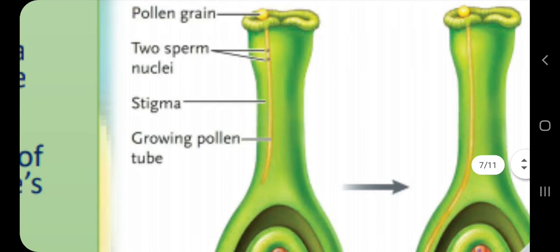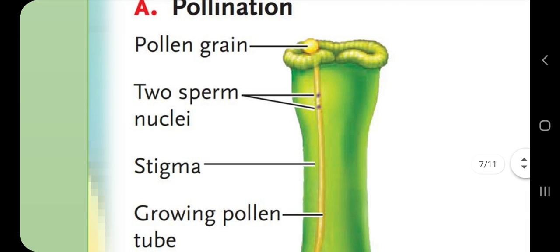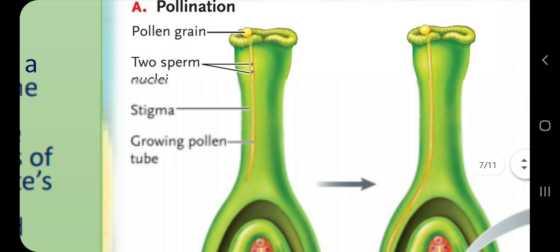Now you can see here, this is the pollen tube. What is the pollen tube? The extension of the pollen grain from the germ pore, and this pollen tube is actually the vegetative cell or the tube cell, which is having 2 sperm nuclei or 2 male gametes.